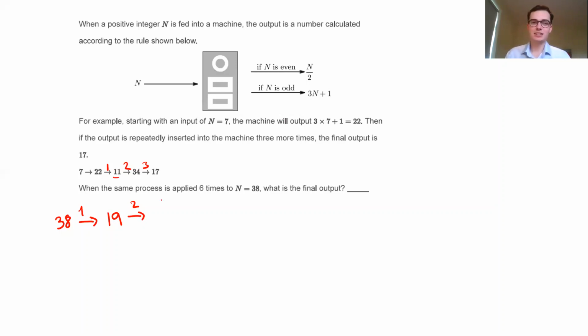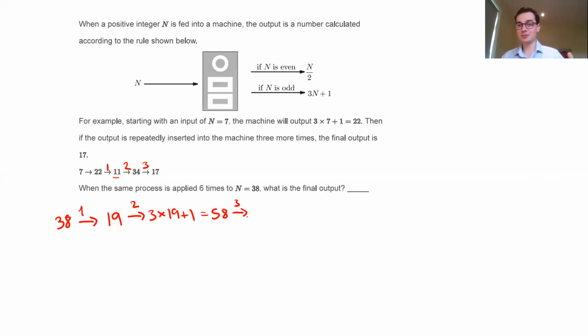This time 19 is odd, so I'm going to have to calculate 3 times 19 plus 1. Well, 3 times 19, that's just 57, plus 1 is 58. And then I'm going to put 58 into my machine. That's the third use of my machine.